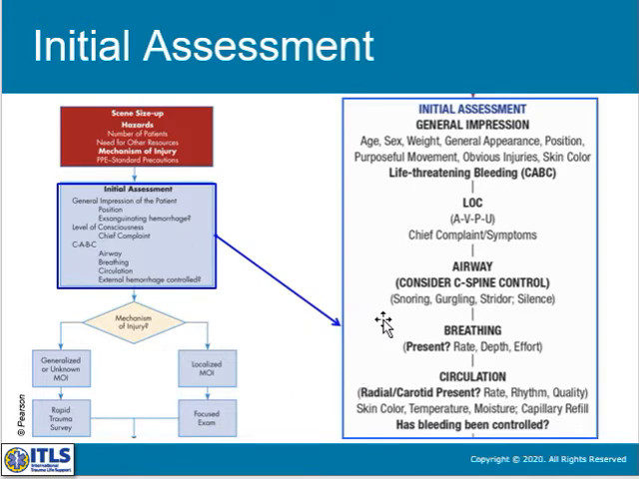And then you'll move down the algorithm, just identifying any CABCs, so conscious airway, breathing, circulation, or killer bleeds. So identify any of these things in order right away. These are all life-threatening things. Remember, your initial assessment prioritizes and determines the existence of immediately life-threatening conditions.